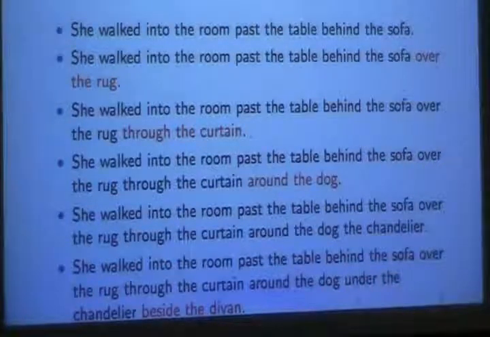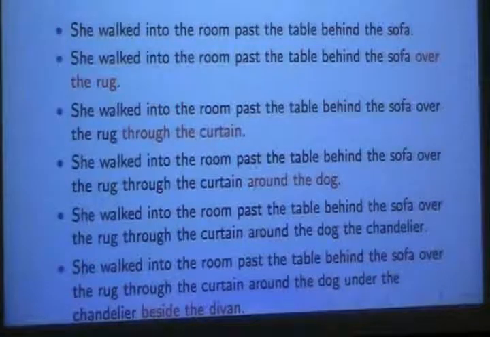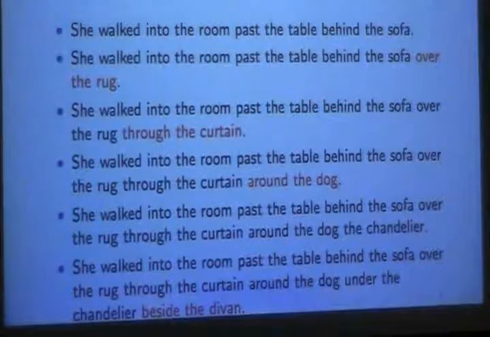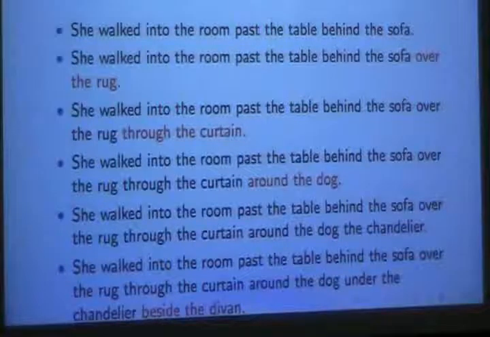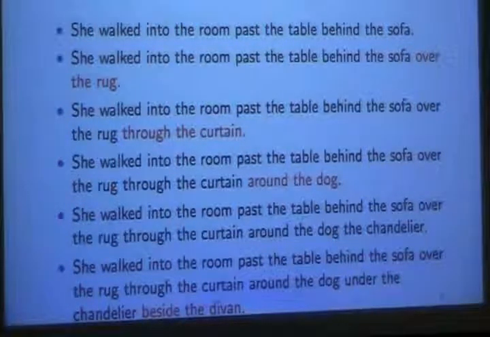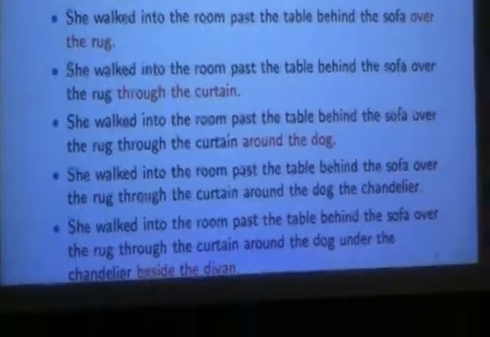So how many prepositional phrases can there be in a verb phrase? You want to guess? Anyone? Ma'am? I think you can just keep going forever. I can't. Do you know why? I will die. Yeah.